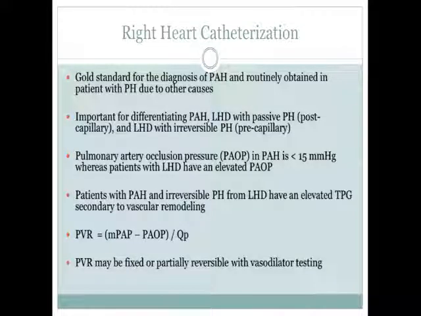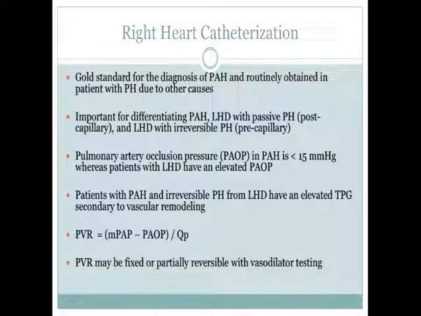And the hemodynamic parameters really help highlight the difference between pre and post-capillary pH. In addition to that, it'll help distinguish patients with group 2 pH who have purely post-capillary changes versus those who have a combined post and pre-capillary pH.